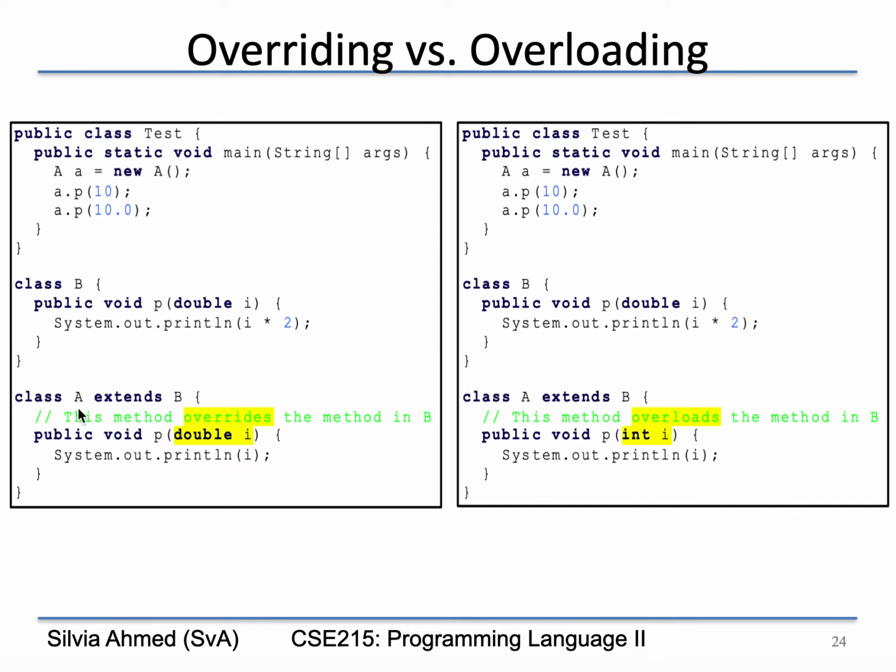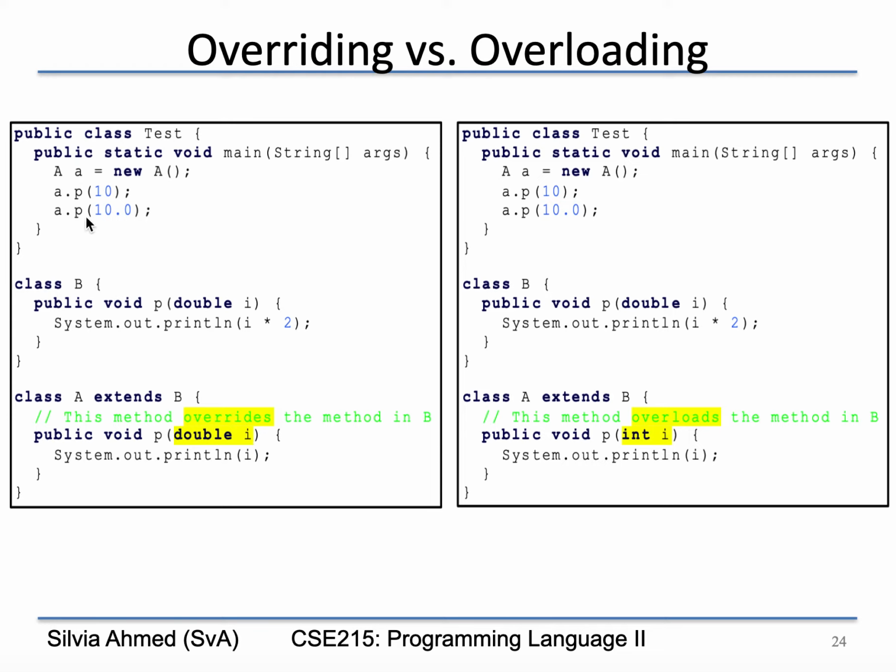Then inside class A, which is the subclass of B, we have a method named P, and it has the same parameter list, double, and the return type is also the same. But the implementation, the method body, is different from what we had in the superclass. Here we are printing the input value directly.